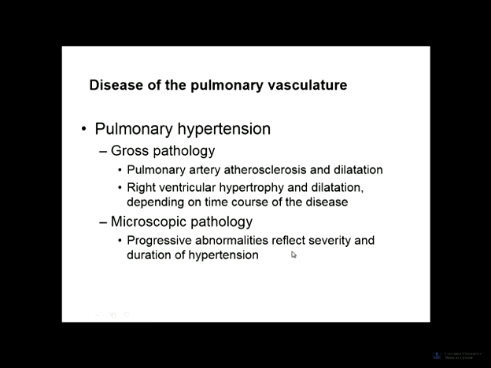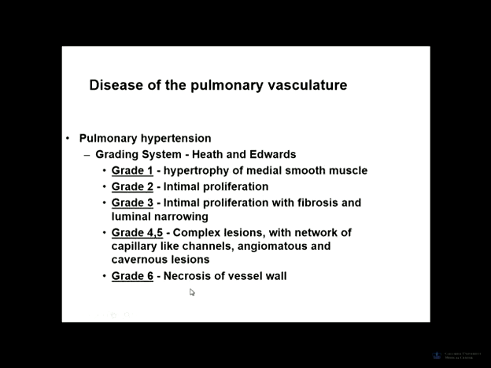Microscopically, we see progressive abnormalities in the blood vessel that are related to the severity, duration, and cause of the pulmonary hypertension. There was a system many years ago designed to classify this, and it has a little bit less relevance today in many ways. It was designed mostly for congenital heart disease and irreversibility of pulmonary hypertension in that setting, but things have changed a lot. But we still use the system because it has some utility in grading the lesions.